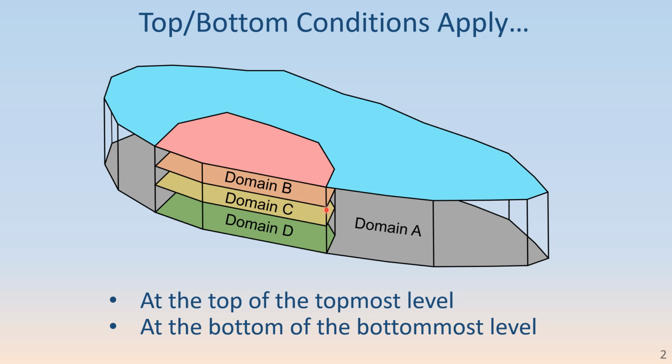But we have other boundary conditions to consider at the bottom of the model and at the top. So on the top, it would be this light blue surface here and this pink colored surface here. On the bottom, it would be the gray surface here and the green surface here. And we need to apply boundary conditions basically at the top of the topmost level. That's the blue and the pink. And at the bottom of the bottommost level, that would be the gray and the green.